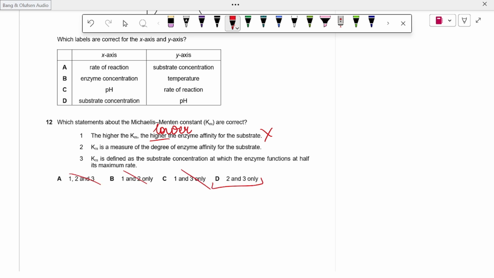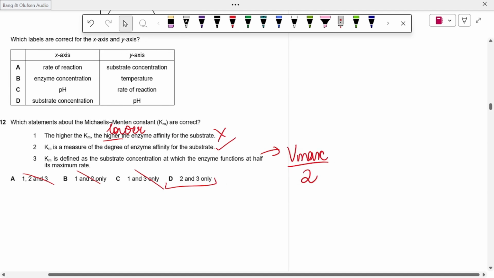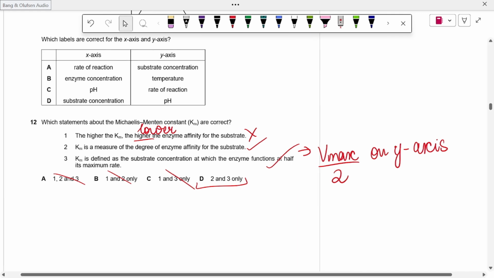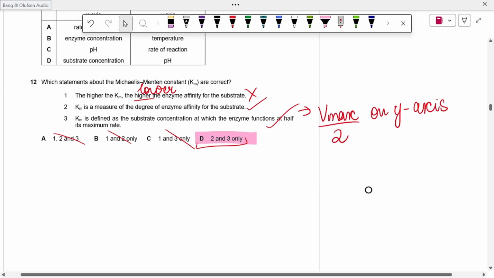But let's see the option. Km is a measure of the degree of enzyme affinity for a substrate. This is correct. Km is defined as a substrate concentration at which the enzyme functions at half its maximum rate. They're talking about Vmax over 2. तो बिल्कुल exactly यही हो रहा होता है जो Km is calculated जहाँ पे आपका Vmax half हो रहा होता है. Vmax half हो रहा होता है on your y axis. फिर आप corresponding value निकालते हो from your x axis. So option number 3, statement 3 is also correct. D is your correct answer. काफी obvious answer था. An elimination method भी हो रहा था.